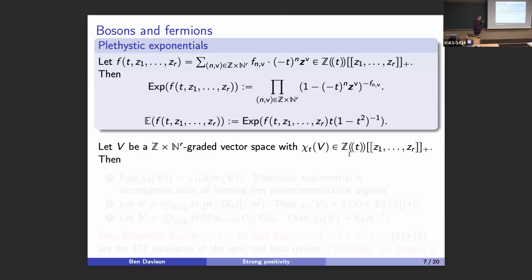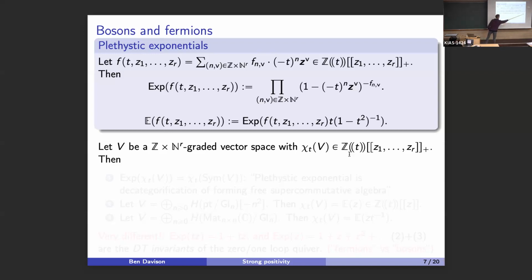Okay, so where does the plethystic exponential really come from? Well, it comes from looking at characteristic functions of multi-graded vector spaces. So let V be a graded vector space such that its characteristic function, i.e. the formal power series where the coefficients keep track of the graded dimensions of this graded vector space, lives in here. I'm going to assume that it has finite dimensional graded pieces, for example, so that this characteristic function really does belong to this ring.